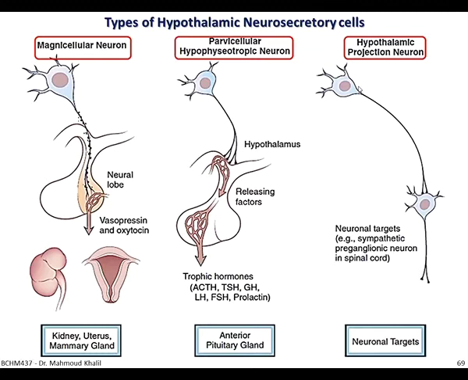The third type of hypothalamic neurosecretory neurons is the hypothalamic projection neurons. These go directly to the target tissue, like the sympathetic preganglionic neurons in the spinal cord. So generally these affect the sympathetic nervous system, which is one of the divisions of our nervous system. So mainly their targets are neuronal targets, but the other targets here are either a gland or a specific tissue. Okay.